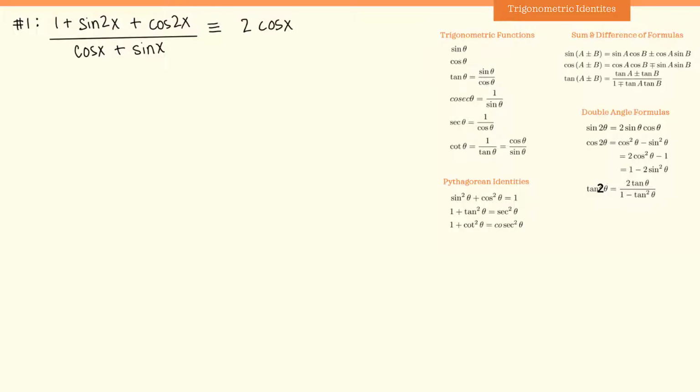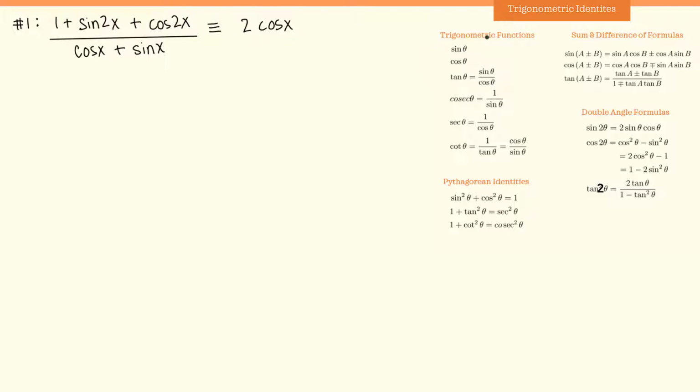This is the first video of a series of videos on trigonometric identities. I have an example over here: (1 plus sine of 2x plus cosine of 2x) divided by (cosine x plus sine x), and I need to prove this identity equals 2 cosine of x.